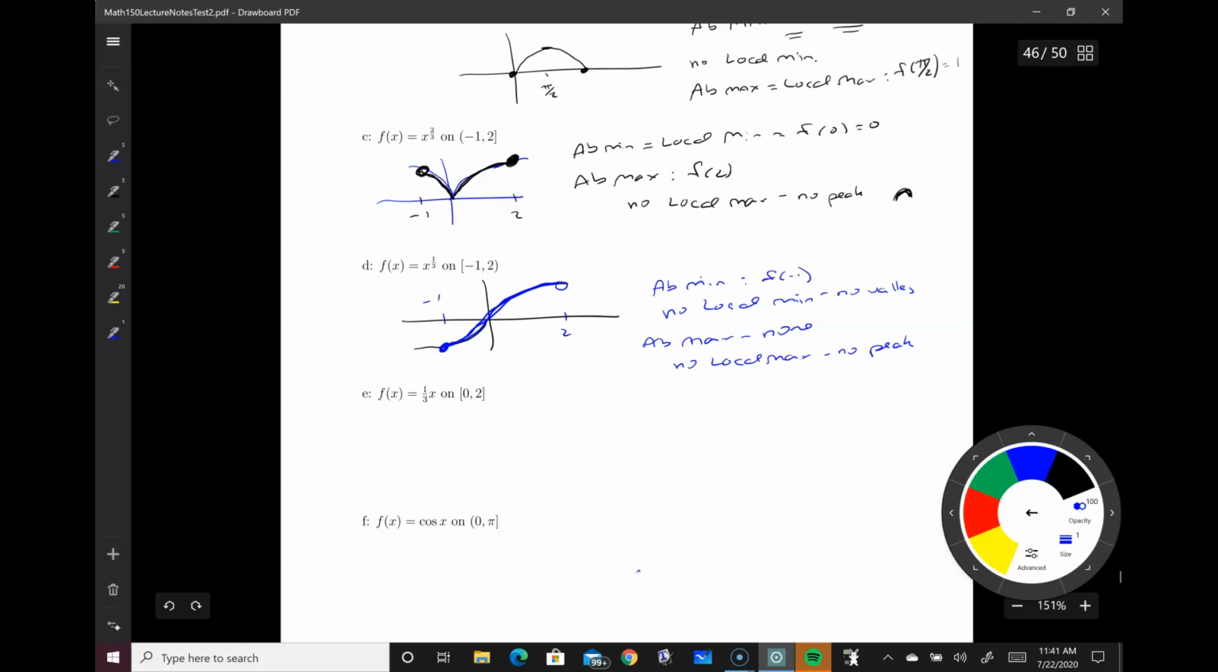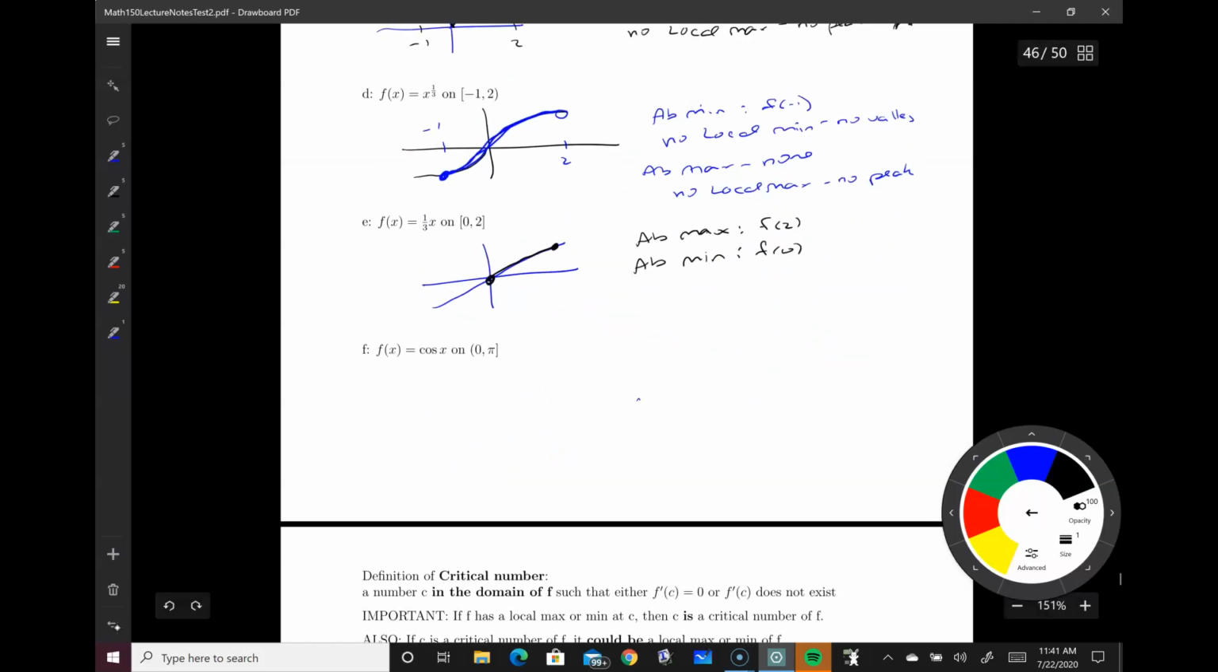1/3 x, you know, is just a line. Slope 1/3. So between x equals 0 and x equals 2, this part of the graph. I see I have an absolute max at f of 2. I have an absolute min at f of 0. No local extrema at all.